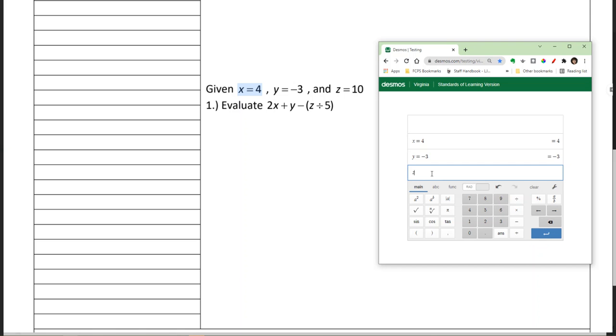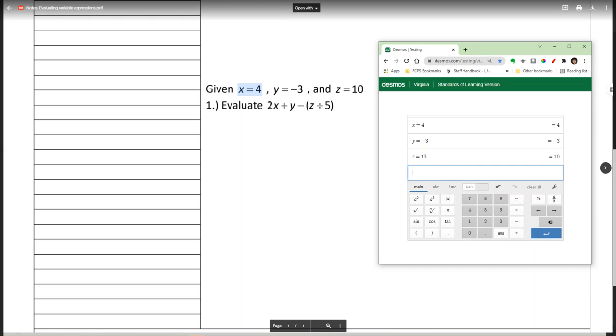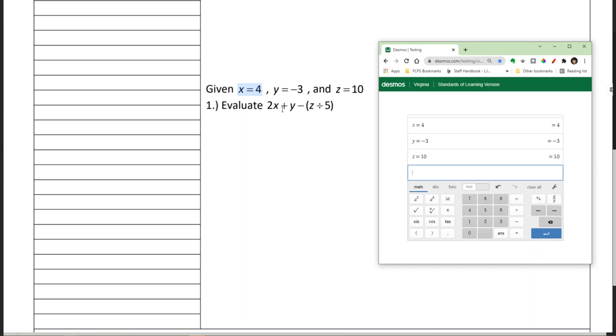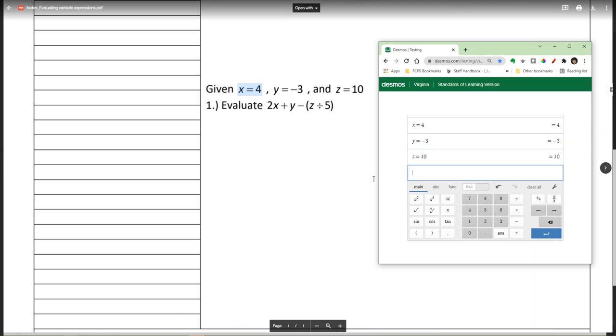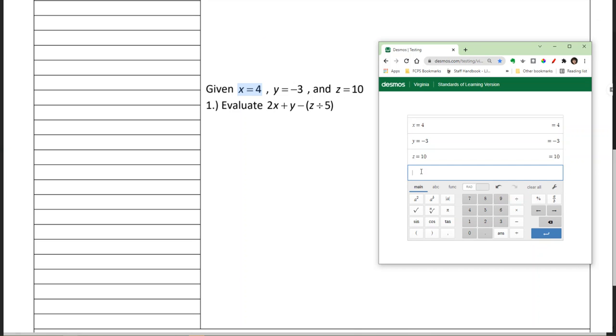Hit enter, and z is equal to 10. Now, when we type in our expression that we want to evaluate, 2x plus y minus z divided by 5, it'll know what to do. So I'm going to type in 2x plus y minus, and then in parentheses, z divided by 5.